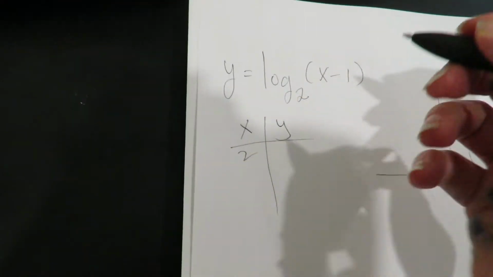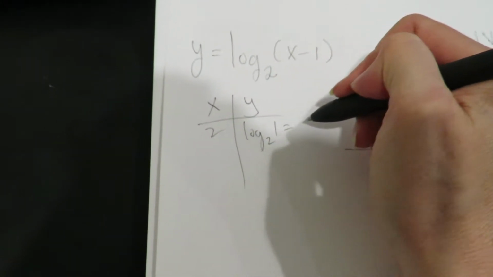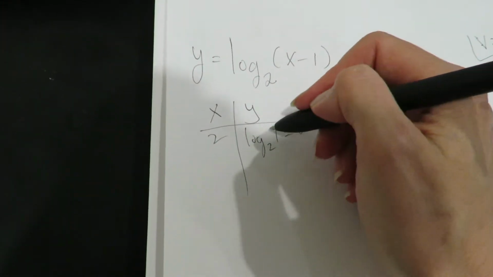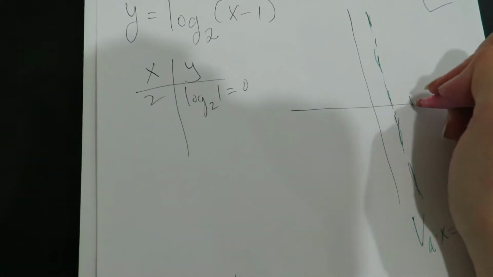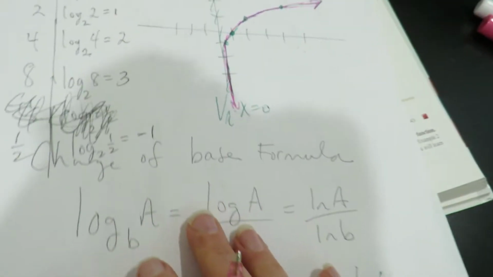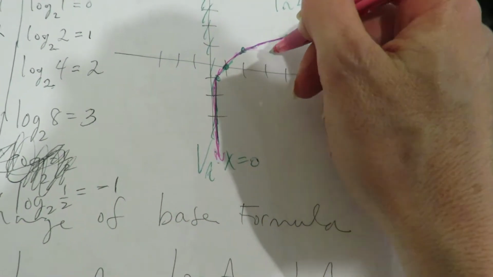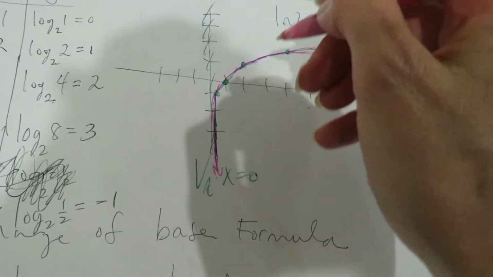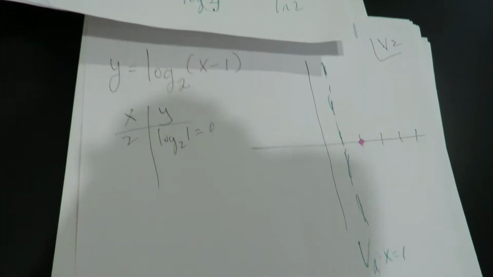So like if this is 2, 2 minus 1 is 1. We already did this point. Log of 1 is 0, because 2 to the 0 is 1. So at 2, you're going to be at 0. So you can see everything here is going to be very similar. This point just moved over 1 unit. You're going to see that this point will move over 1 unit.